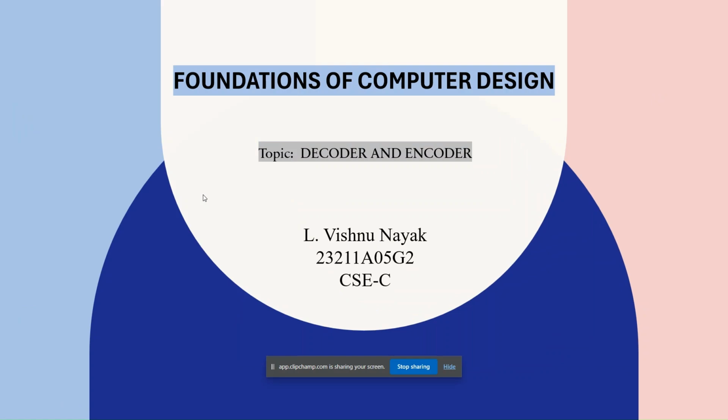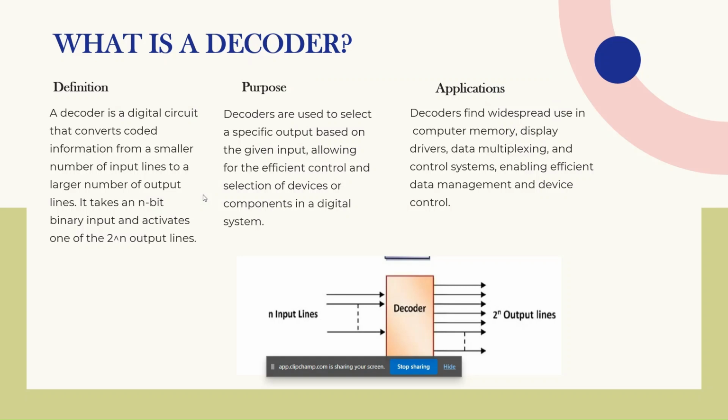I am here to give a presentation on decoders and encoders. What is a decoder? Definition. A decoder is a digital circuit that converts coded information from a smaller number of input lines to a larger number of output lines. It takes an n-bit binary input and activates one of the 2^n output lines.